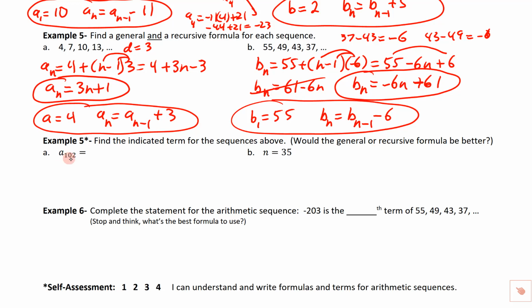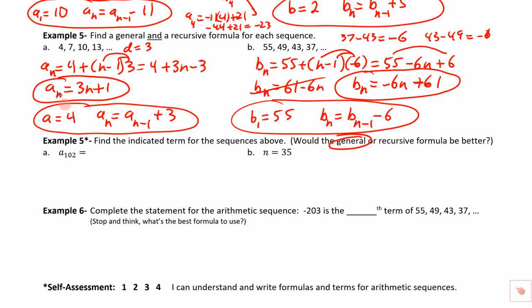If you want to find a sub 102, so this is the 102nd term, and this one's the 35th term. Notice they just put n equals 35 here. Well, in order to find the 102nd term, if you were to use a recursive definition, you'd have to find the first one, second one, third one, all the way up to the 101st one so that you could use the 101st one to find the 102nd one. So we're definitely going to use a general formula right here.